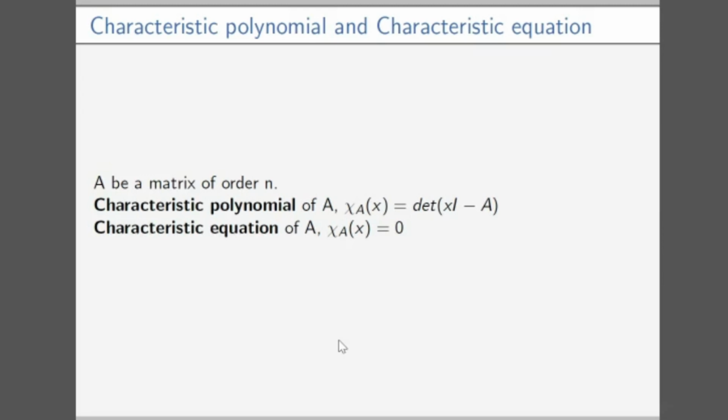Next, we are going to the definition of characteristic polynomial and characteristic equation. From this point onwards, we'll be talking only about square matrices, which are of order n. Even if it is not specified, it will be of order n itself. So let A be a matrix of order n. The characteristic polynomial of A, denoted by chi A of x, is the determinant of the matrix xI minus A. And the characteristic equation of A is simply the characteristic polynomial equated to 0. That is, determinant of xI minus A equals 0.